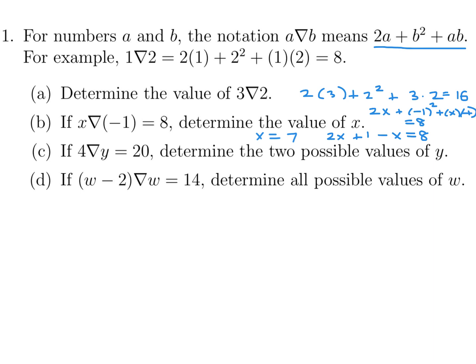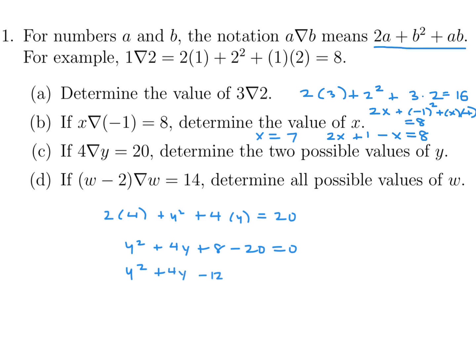If 4 symbol y is 20, determine the two possible values of y. So again, according to the definition, it would be 2 times 4 plus y squared plus 4 times y, and that's equal to 20. So if you expand this, you get y squared plus 4y plus 8 minus 20 is 0. So that means y squared plus 4y minus 12 is equal to 0.